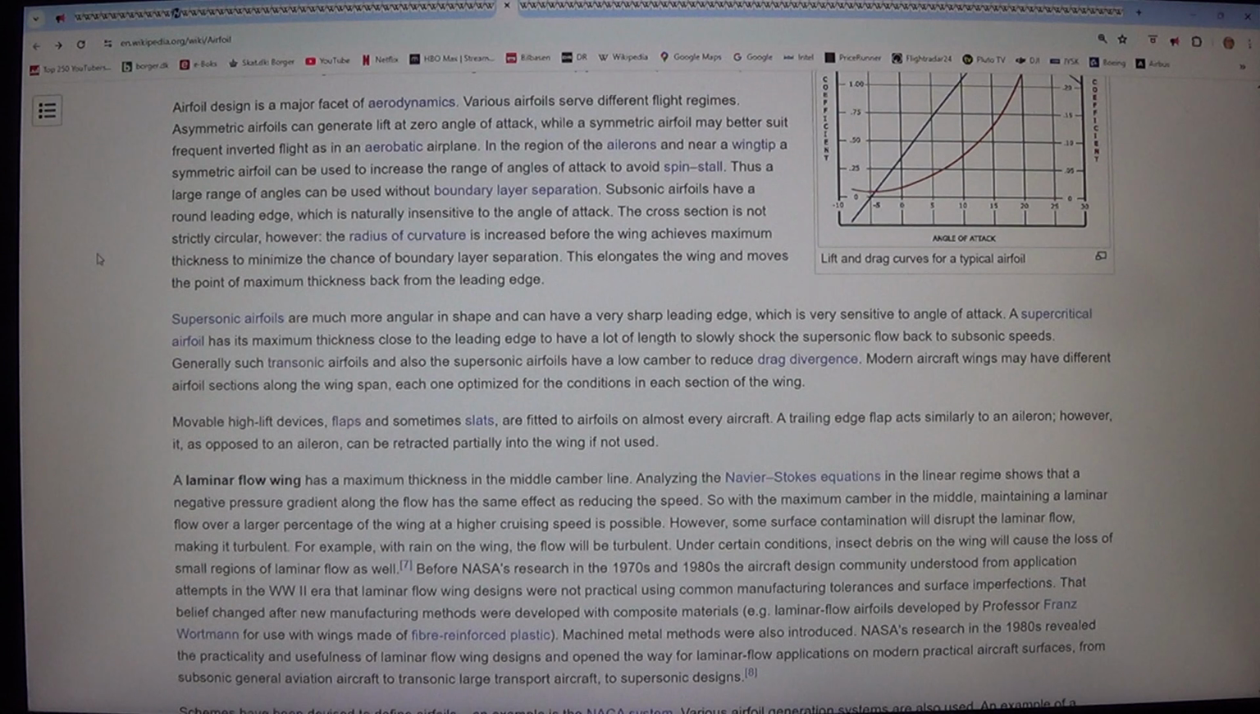Subsonic airfoils have a round leading edge, which is naturally insensitive to the angle of attack. The cross-section is not strictly circular, however. The radius of curvature is increased before the wing achieves maximum thickness to minimize the chance of boundary layer separation. This elongates the wing and moves the point of maximum thickness back from the leading edge. Supersonic airfoils are much more angular in shape and can have a very sharp leading edge, which is very sensitive to angle of attack.